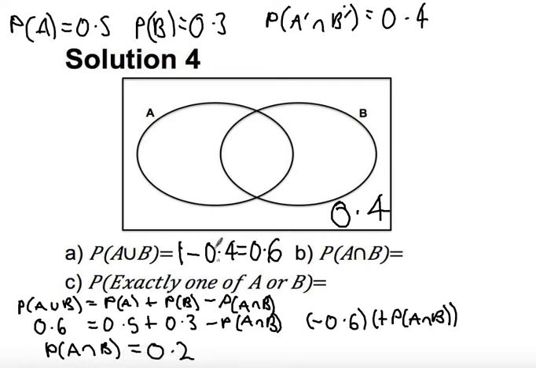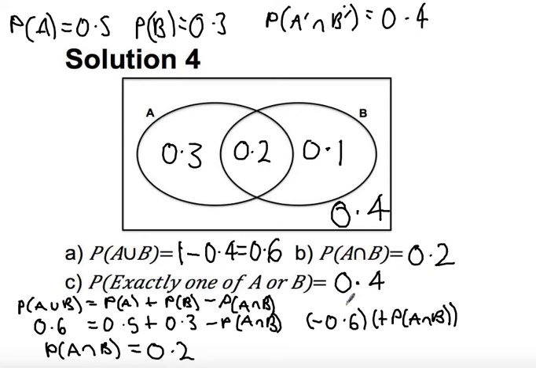And at this point I can actually complete my Venn diagram, because I now know the central part is 0.2. The part of A here must be 0.3, so it totals up to 0.5. The part of B here must be 0.1 since it totals up to 0.3. And so finally, when it says find the probability of exactly one of A or B happening, I get 0.3 plus 0.1, which is 0.4. And so I should put the probability of A intersect B up here as well to be complete.